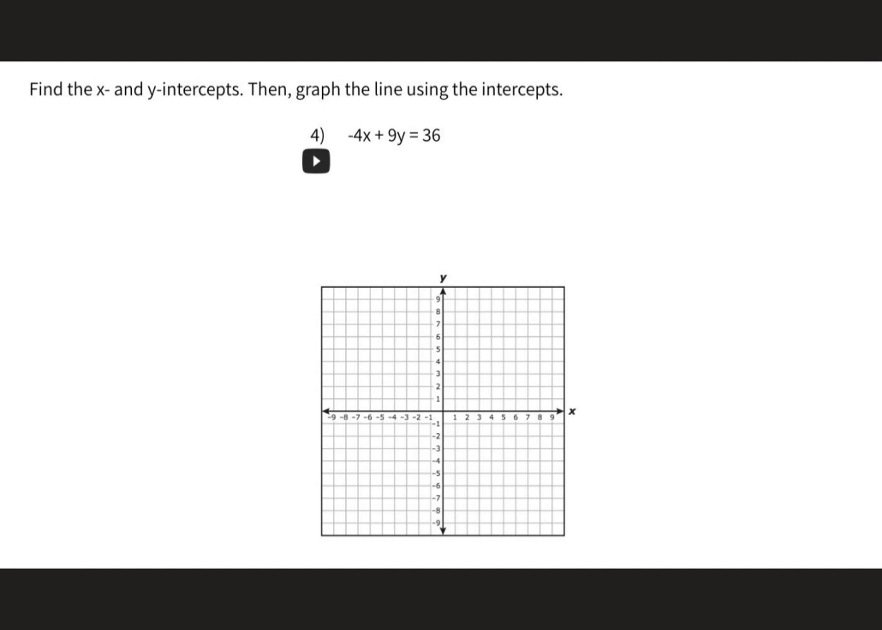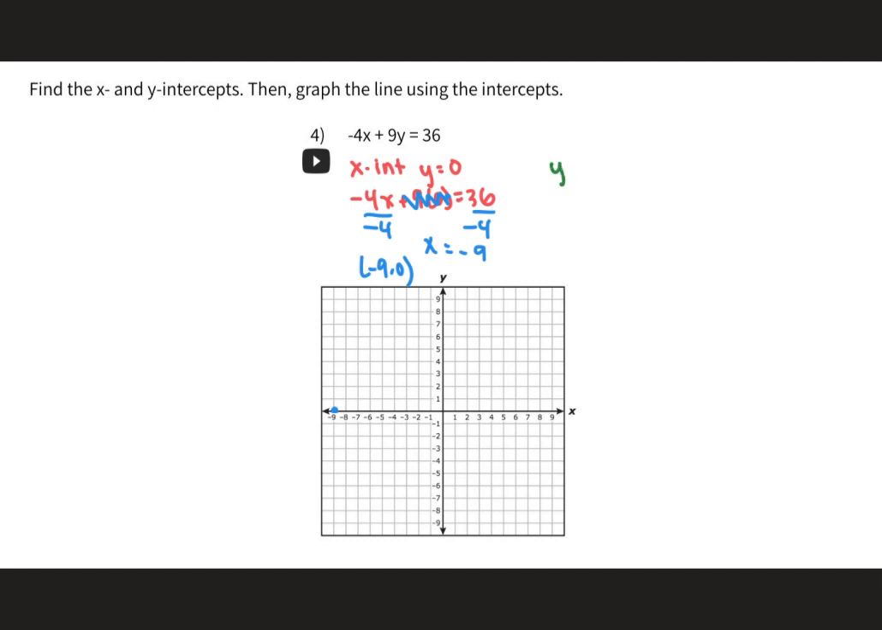All right, these ones we're finding the x and y-intercepts, then we're graphing the line using the intercepts. So first, to find my x-intercept, we're going to plug in y equals 0. So negative 4x plus 9 times 0 is equal to 36. 9 times 0 is 0, so I'm going to divide both sides by negative 4. 36 divided by negative 4 is going to be negative 9. So my x-intercept is going to be negative 9, 0.